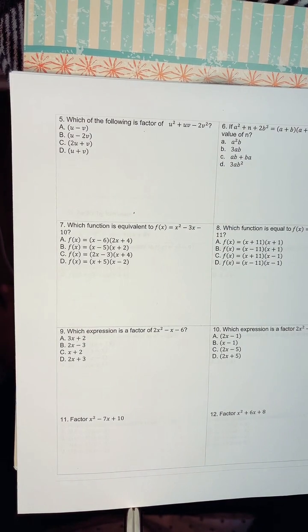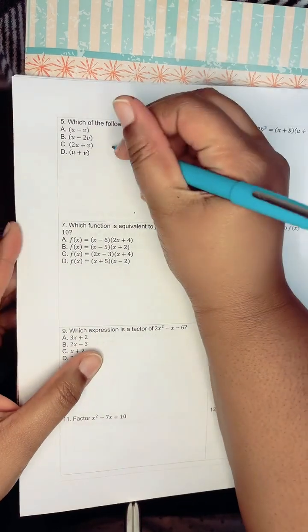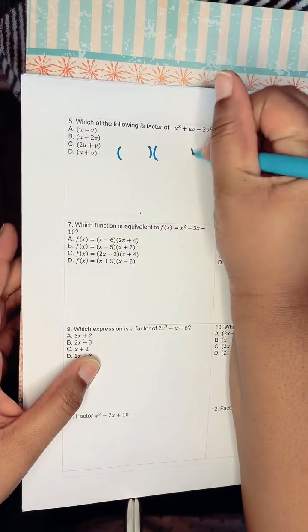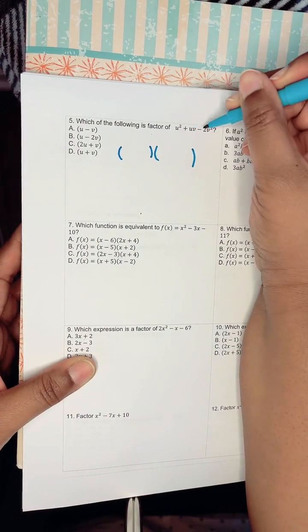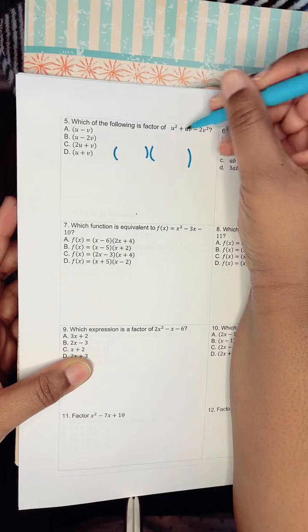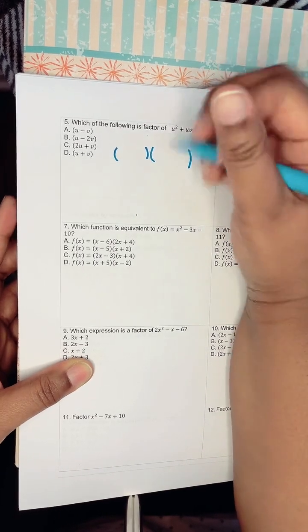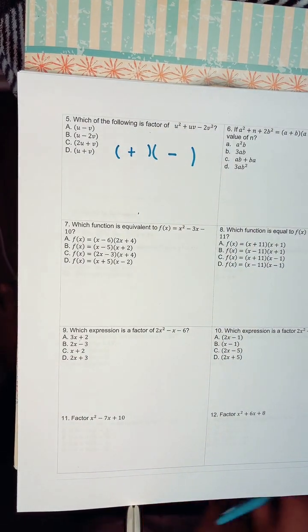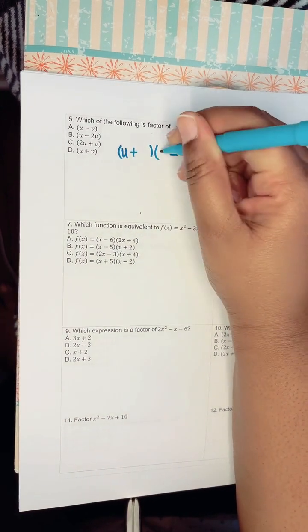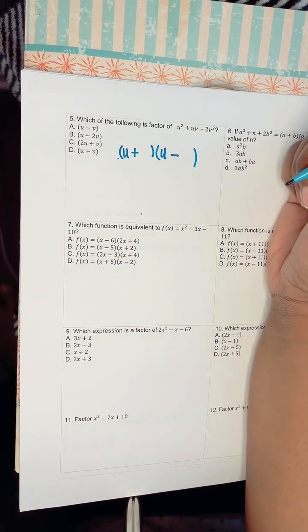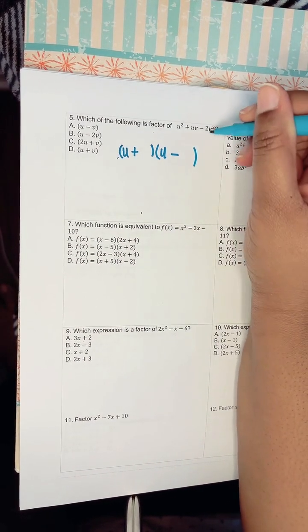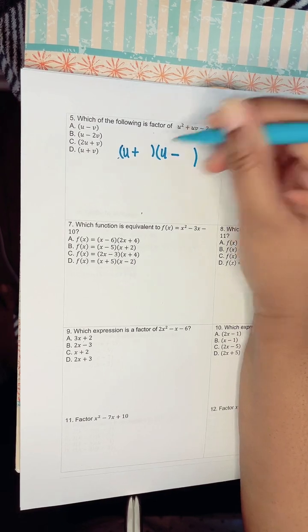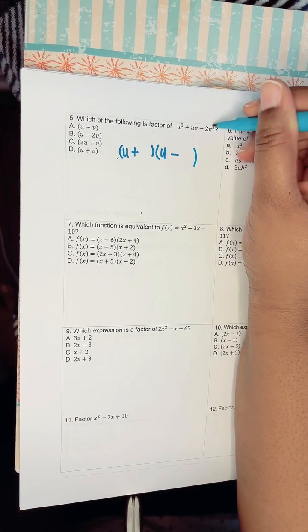Number 5. Which of the following is a factor of? Don't let these letters throw us off, right? Okay, we have a plus and a negative. This is the first time we had a plus and a negative, huh? When we have a plus and a negative, we're going to have a plus and a negative. That's our sign. Now, we're going to write u times u gives us u squared. What times what gives us this? Put it in the chat.